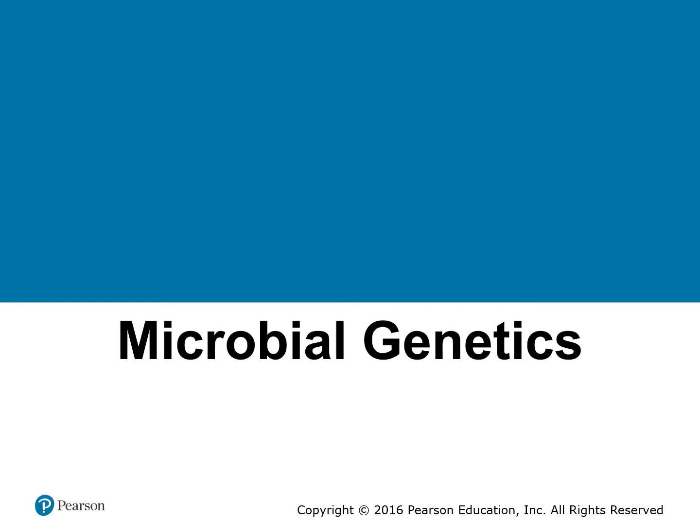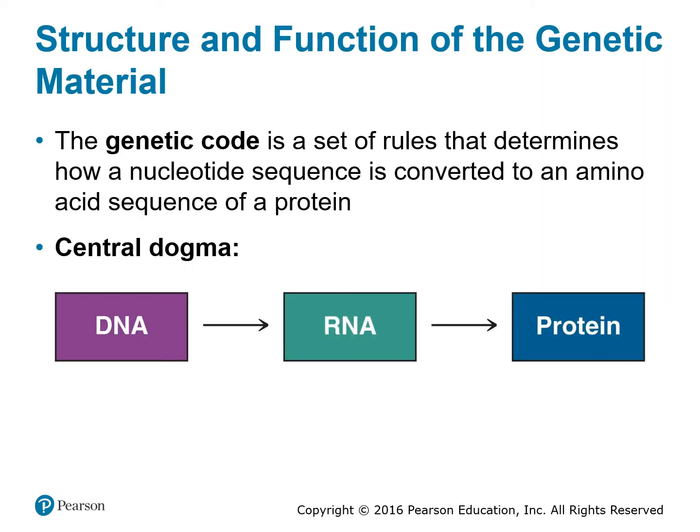Hello everyone, today we're going to talk about microbial genetics. The genetic information stored within the DNA is what's going to determine which proteins are going to be made. So when we think of the central dogma, you think of how all the information is stored within the DNA. So basically the DNA acts as the blueprint.